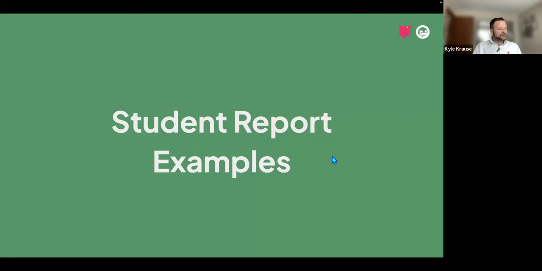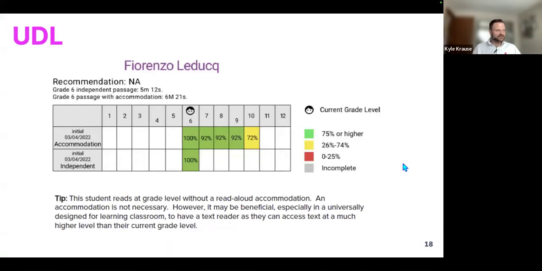All right, for our next section, I'm going to go through some different report examples that you can see as you're actually getting those reports. We talk about how to read it, but sometimes when you have so many different students that fall under different recommendations, it's kind of hard to understand what each of those means. So I'm going to go through some of these examples with you. And again, you have those tips underneath about how to best interpret and make those next steps.